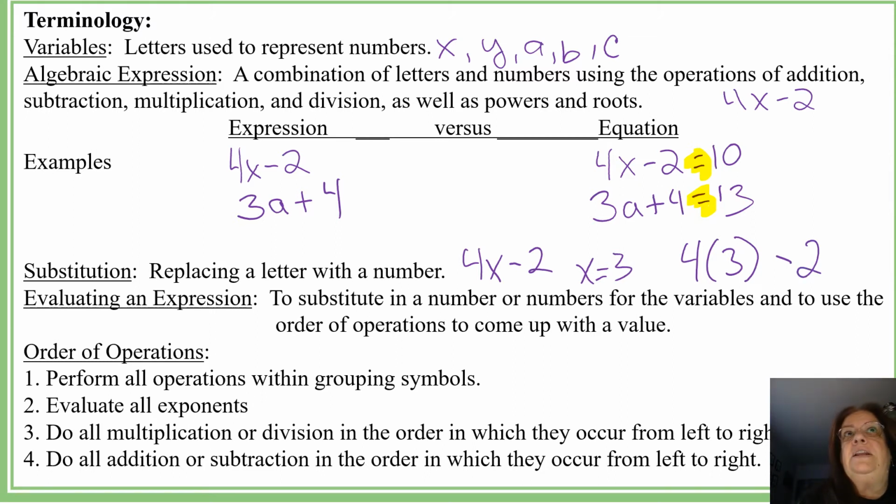Now, evaluating an expression would be to do the substitution and then come up with a solid number. So if I use that, 4 times 3 is 12, minus 2 is equal to 10.